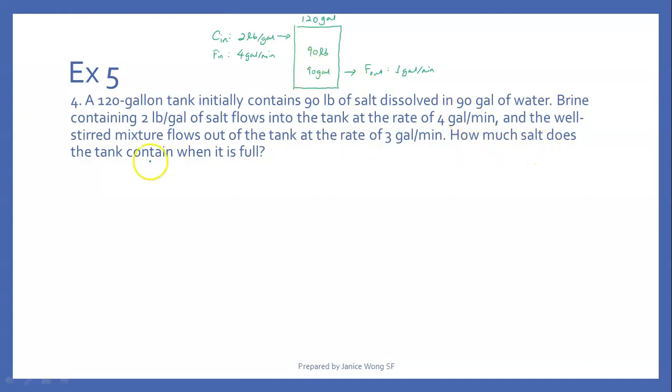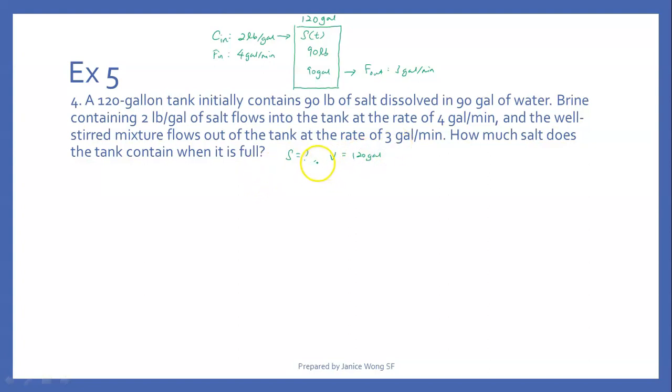How much salt does the tank contain when it is full? In the tank, there is salt, 90 pounds per 90 gallon. Then for the inlet, also salt keeps on coming in. At the outlet, salt is going out. So the amount of salt in the tank is changing according to time. We denote it as a function S(t). Amount of salt is the variable. Here the question asks us to find the amount of salt, which is a question mark, when the volume of the liquid is full, which is 120 gallons.